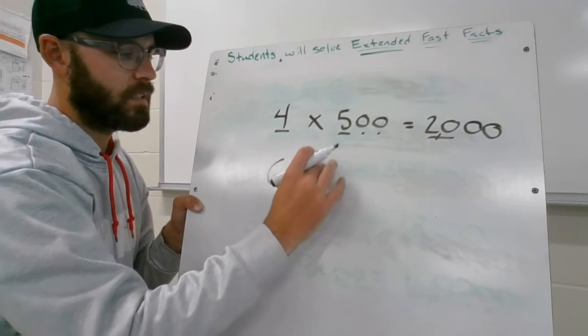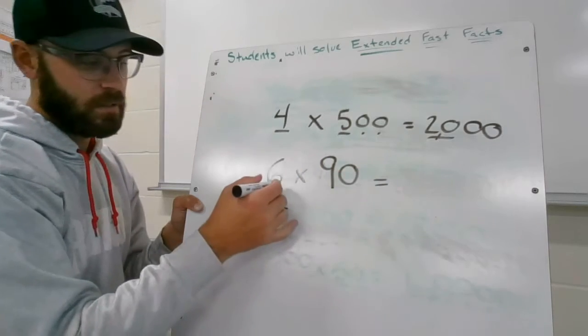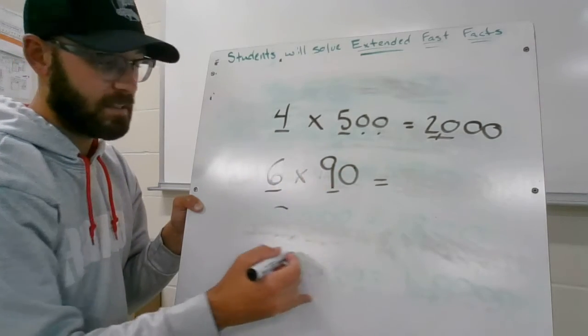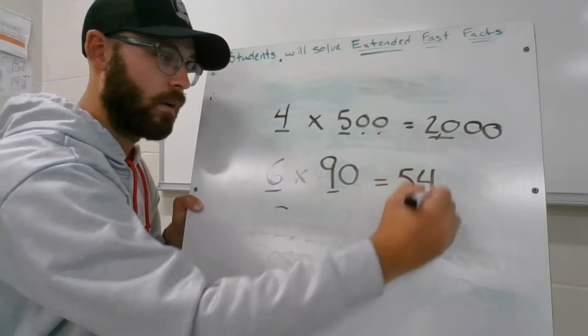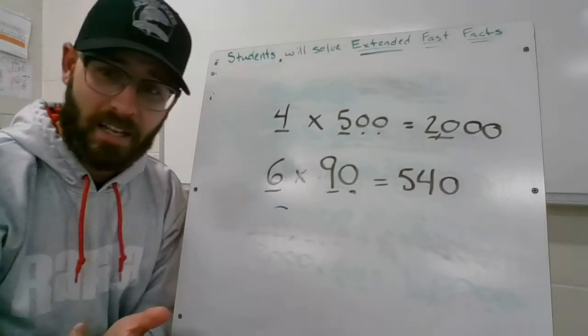But it does work for other ones too. I think I did 6 times 7 earlier, so I'll do 6 times 90. Simply, you just do 6 times 9. 6 times 9 is 54. There's 1 0 in the equation, 1 0 in the answer. Okay, so that's your extended fast facts.